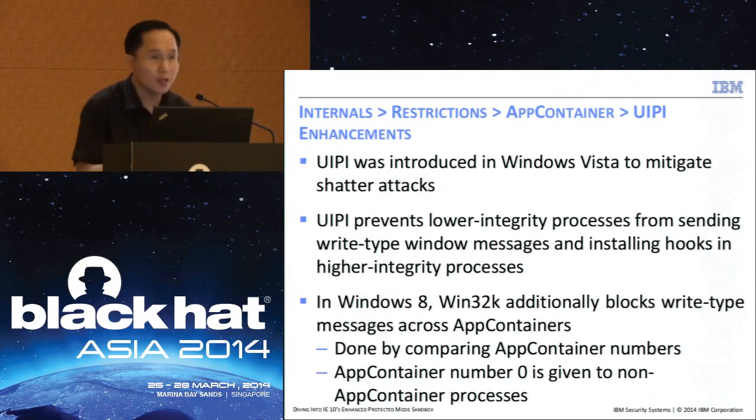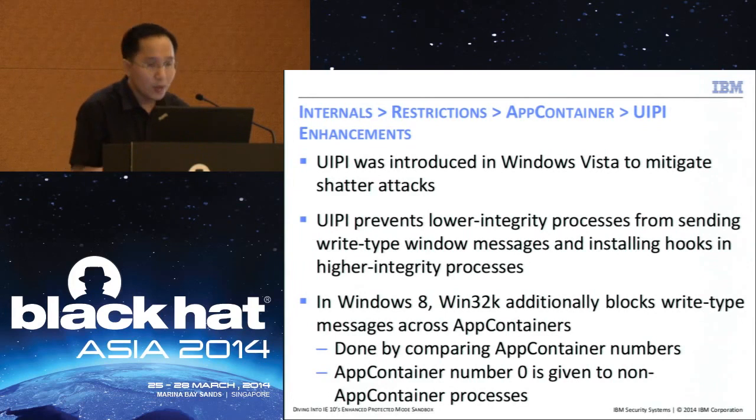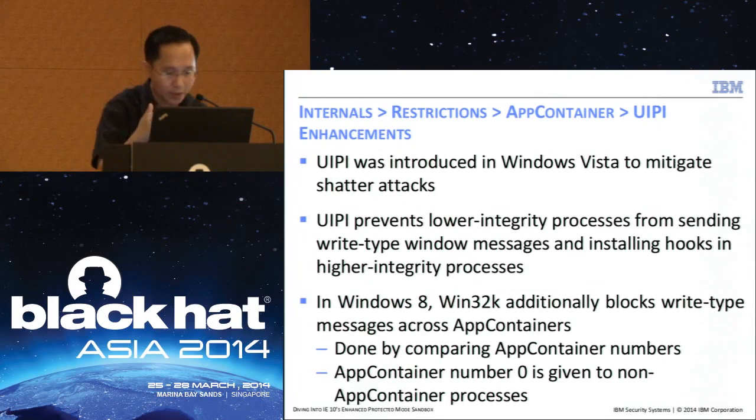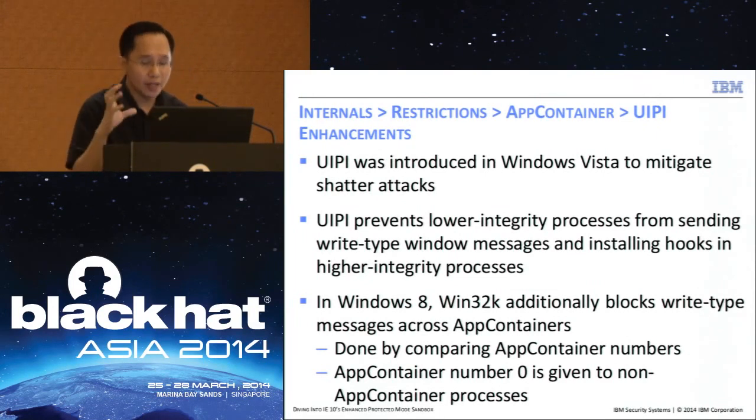UIPI, which was introduced in Windows Vista to mitigate shatter attacks, was also updated. In Windows 8, Win32k blocks write-type messages across app containers. This is done by comparing app container numbers if the integrity levels of the processes are equal.